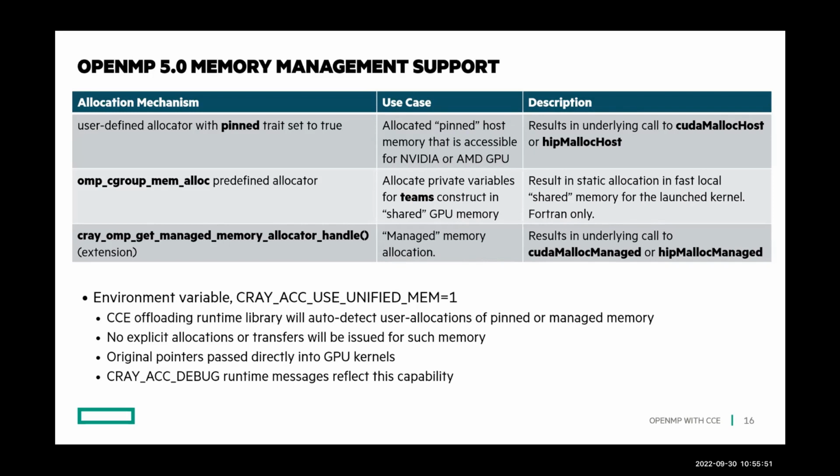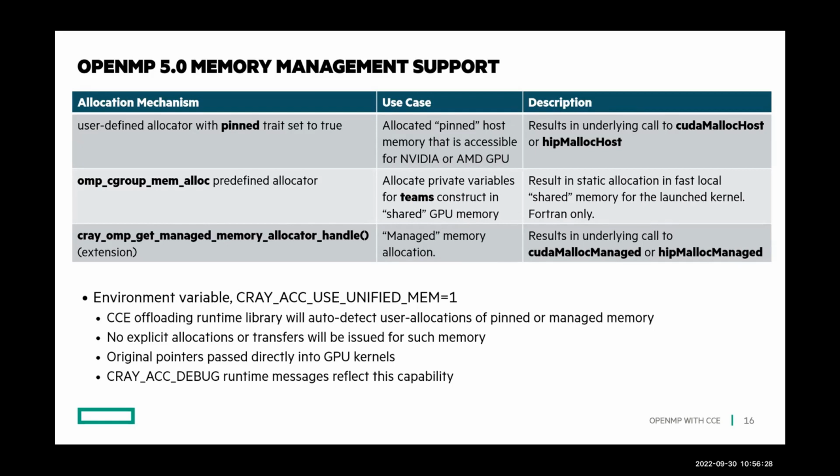So you can use that if you want to explicitly allocate private variables on a Teams construct in shared memory, you can specify that in an allocate clause, and we will allocate those in that GPU shared memory using that allocator. And then there's also an extension for returning a special memory allocator for allocating managed memory. And when you use that particular allocator, we'll map that to a call to CUDA malloc managed or hip malloc managed, depending on the GPU target.